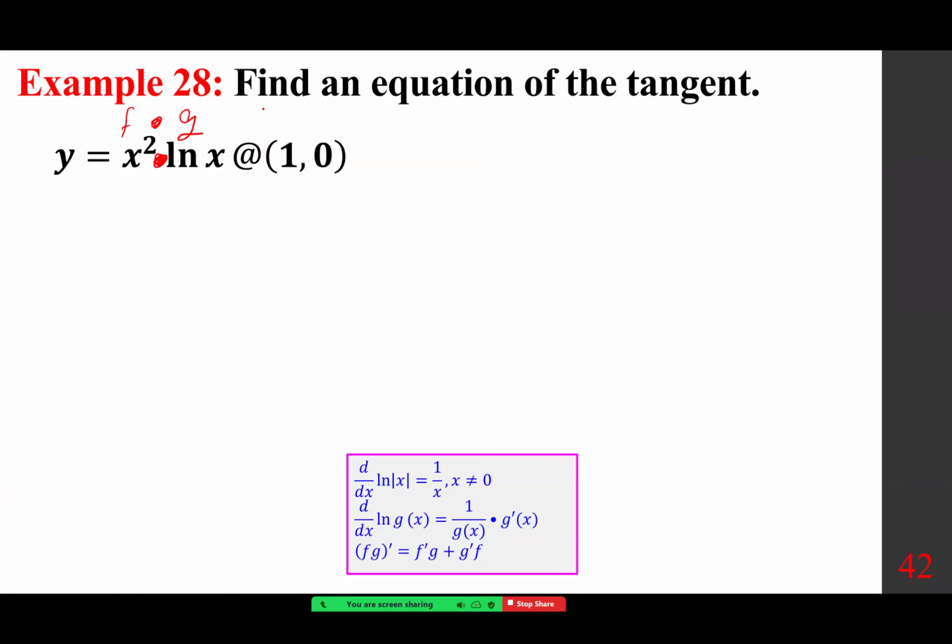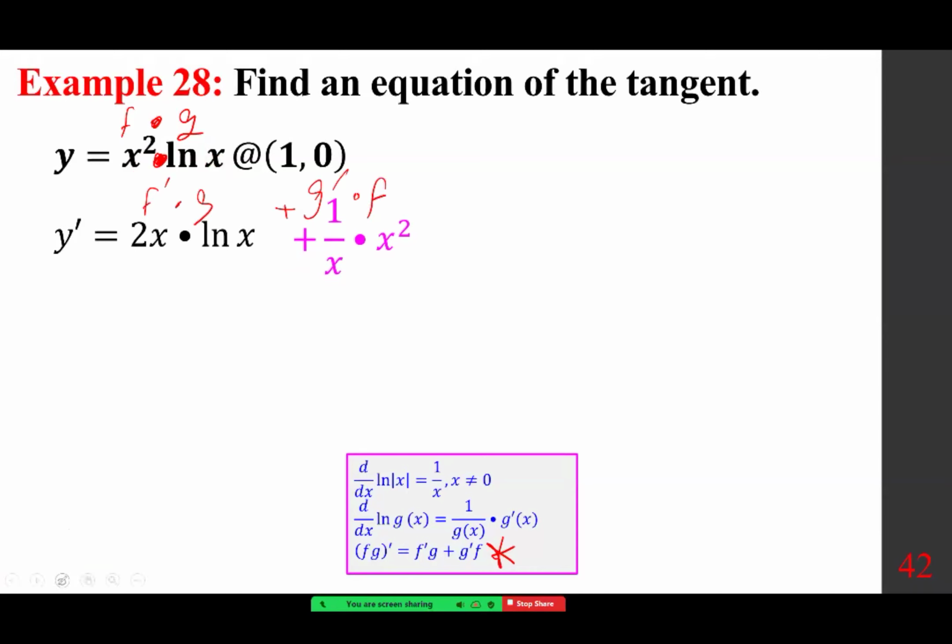And I'm going to use the product rule of differentiation: f prime g plus g prime f. So this gives me 2x times ln x plus this gives me 1 over x times x squared. And I'm going to write on top of it that this is f prime g and this is g prime f. So this is 2x ln x, and this one is simply x, plus x.